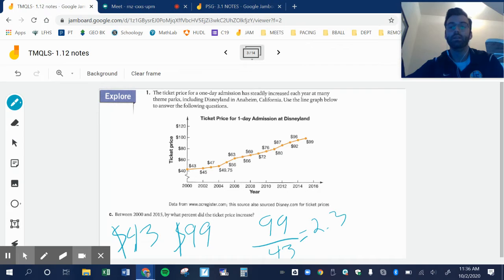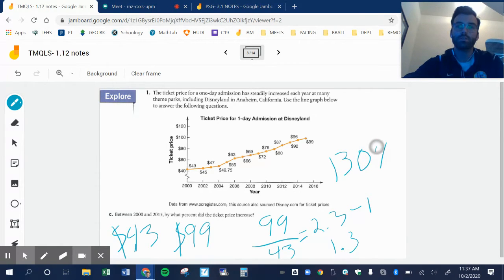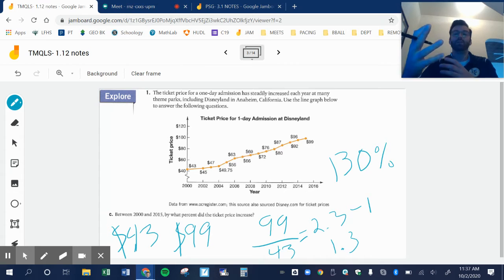So if I subtract 1 from that, I get 1.3, which means this is a 130% increase. Now, why did I subtract 1? Well, I'm taking away the one piece, the 100% of this thing that I started with. I started with $43, so I take away that $43, and what am I left over with? You're actually left over with $56, which is 43 plus 30%.